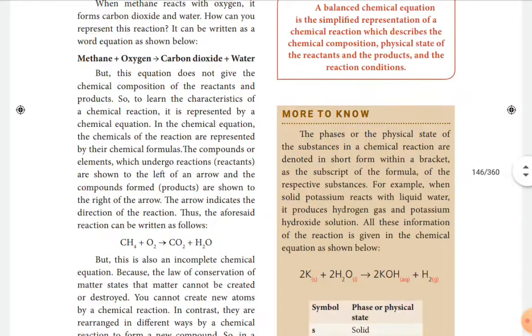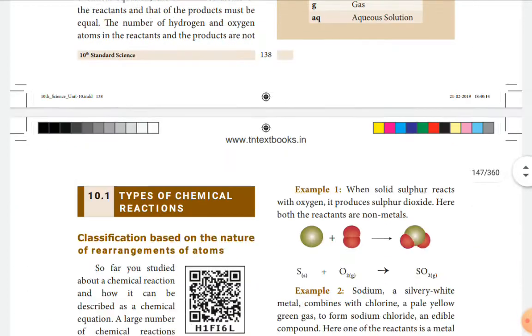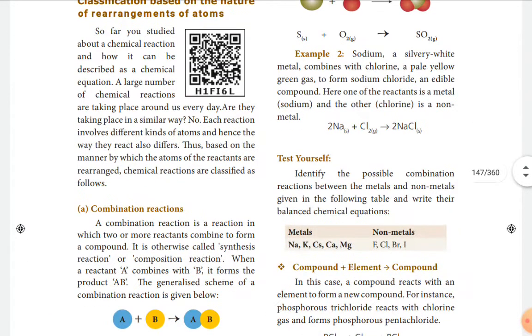Then, in the last session we discussed the types of chemical reaction, the first type being the combination reaction. A combination reaction is a simple, basic type of reaction. That means two or more reactants combine to give a single product. This is called a combination reaction.